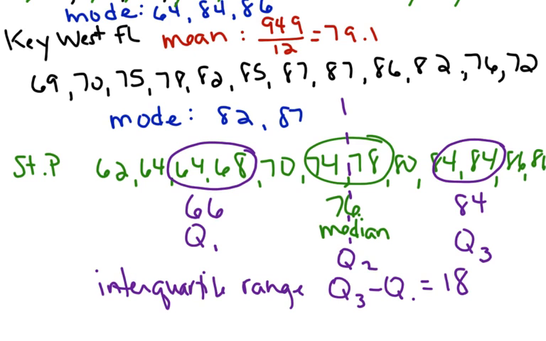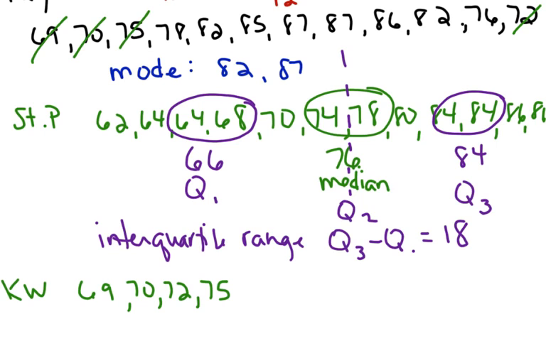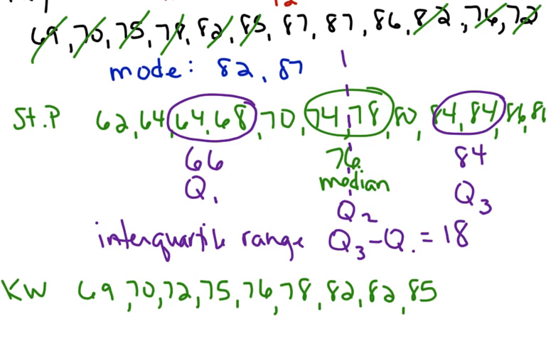Now I've got to go back and do the same thing for Key West, Florida. For Key West, it's going to be 69, and then there's a 70, and then a 72, a 75, a 76, 78, two 82s, an 85, an 86, and two 87s.